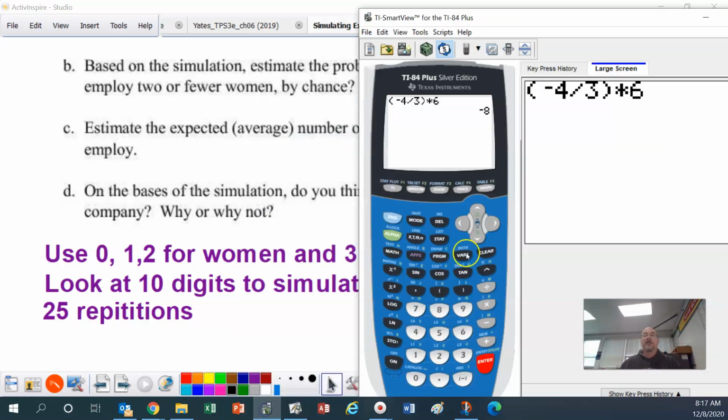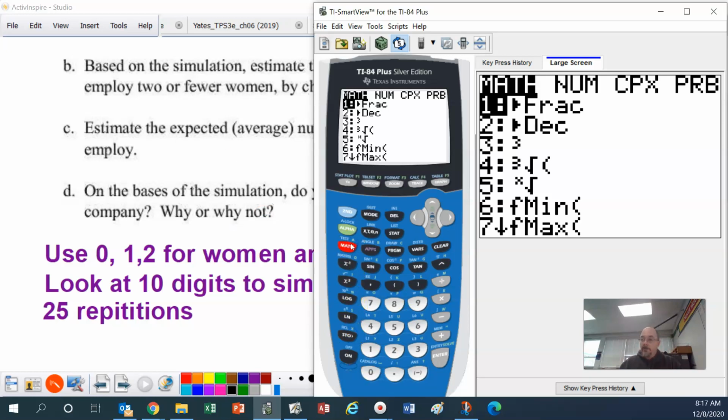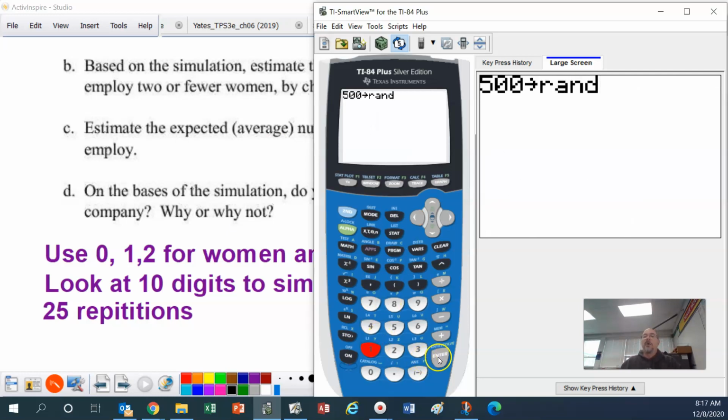I'm going to go to the calculator and seed it with 500. So remember how this works. I'm going to go to 500, hit the store button, the math button, go to probability, and pick number 1. So everybody should be getting the same answers. Technically this is really not random, but we're going to make believe it is.